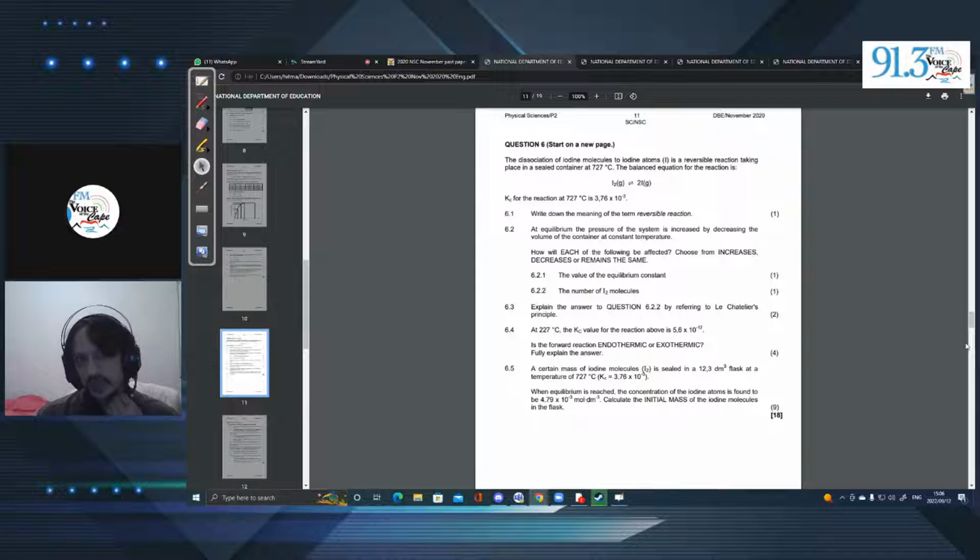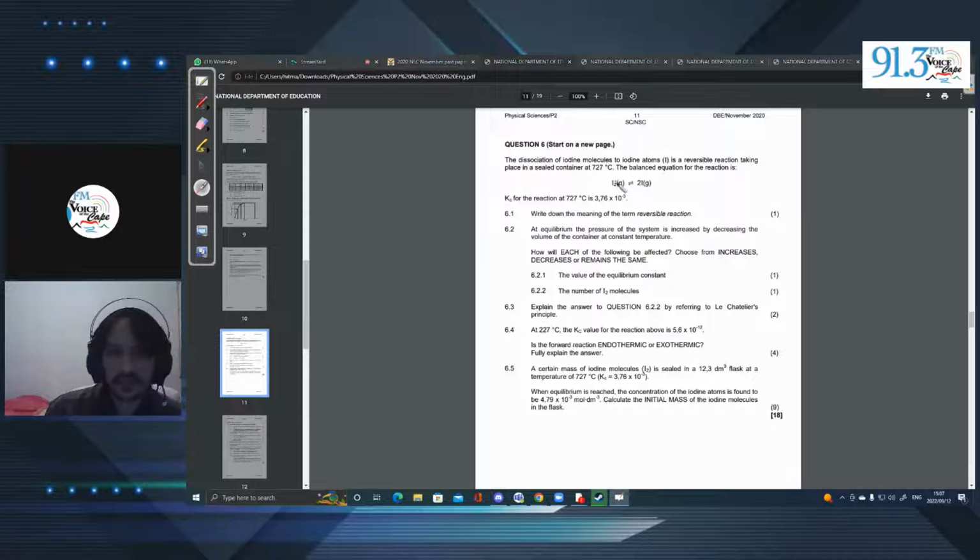Now, if we look at the first question, it states here the dissociation of iodine molecules to iodine atoms is a reversible reaction taking place in a sealed container at 727 degrees Celsius. The balanced equation for this reaction is your iodine molecules over there, diatomic, so it's shown as I2, right? You see it over here. And this symbol here indicates a reversible reaction.